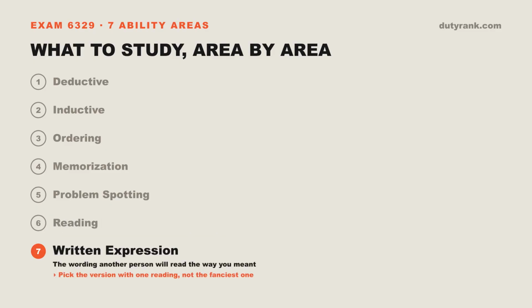Ability Area 7, Written Expression. Multiple choice, but about writing. Which version of a sentence says the thing clearly and correctly for someone who was not there? This is report writing tested on paper. The right answer is almost never the longest or the most formal one. It is the one that can only be read a single way. Watch for a modifier attached to the wrong noun and a pronoun that could point at two people, because those two account for most of what is being tested.